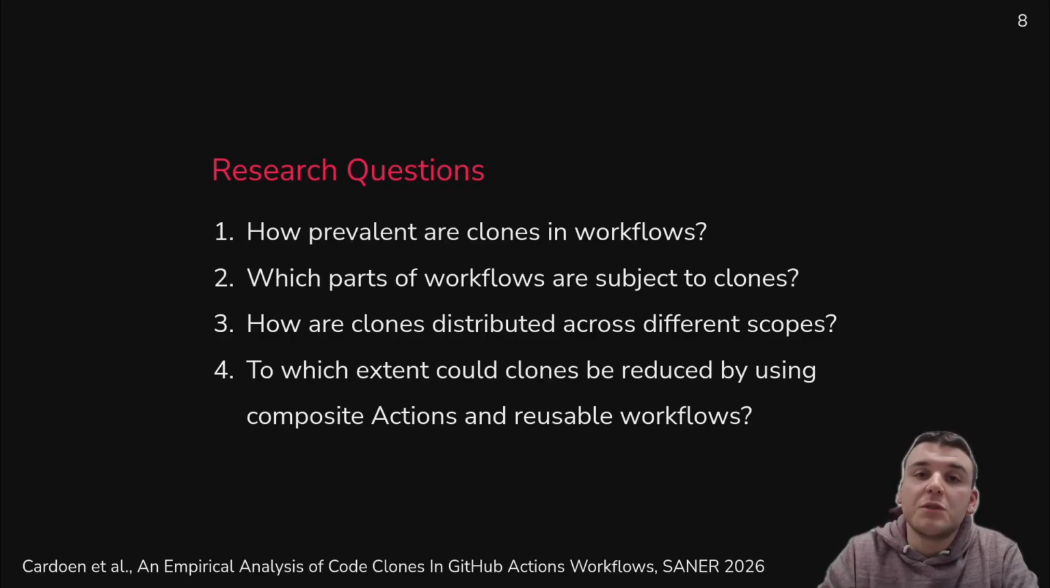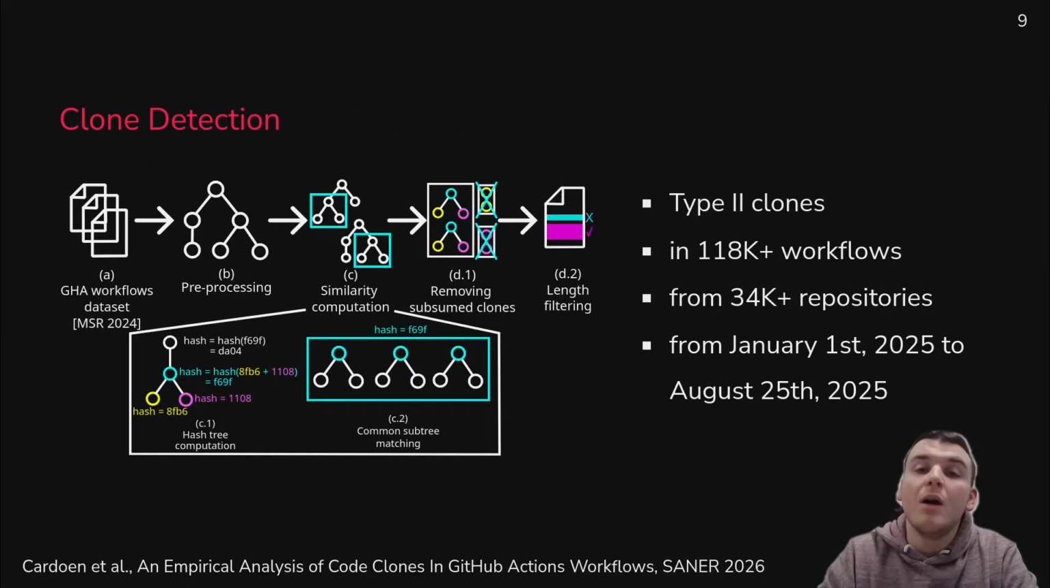To answer this research question, we started with an existing dataset by our lab of GitHub Action workflows that we published in MSR 2024. We took an updated version containing a bit more than 180,000 workflows coming from a bit more than 34,000 repositories, and all workflows were created or at least modified once from January 1st to August 25th in 2025. Given the time restriction of the presentation, I don't have time to talk about each step, especially the points C and D in the figure, which are non-trivial. I invite the interested listener to check the paper for more details and contact me directly in case any questions should arise.